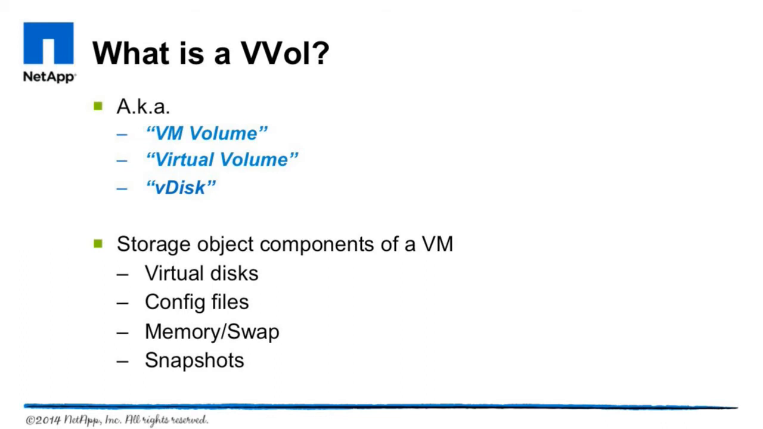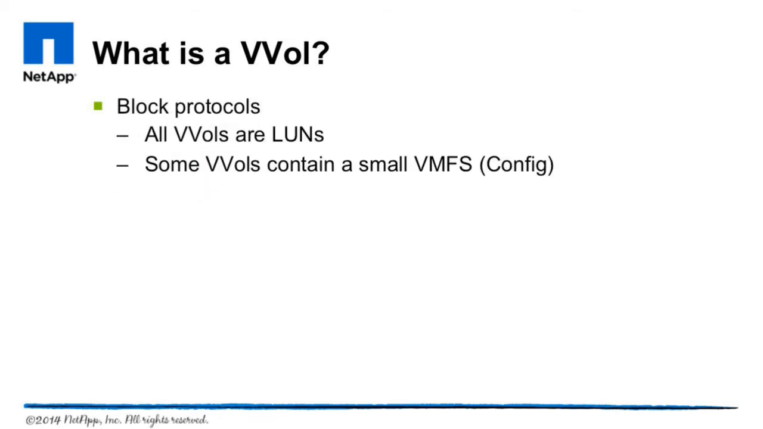What these are is the storage object components of a VM. You're going to have multiple different kinds. You're going to have virtual disks, which will be kind of like your VMDKs, but in addition, you'll have config files, memory and swap files, as well as any snapshots that you take. How does this work with the different protocols? For block protocols, all VVols are actually LUNs on a NetApp storage array. Some VVols also contain a small VMFS file, or what's known as a config VVol. You used to know this as your VMX file in your VM layouts.